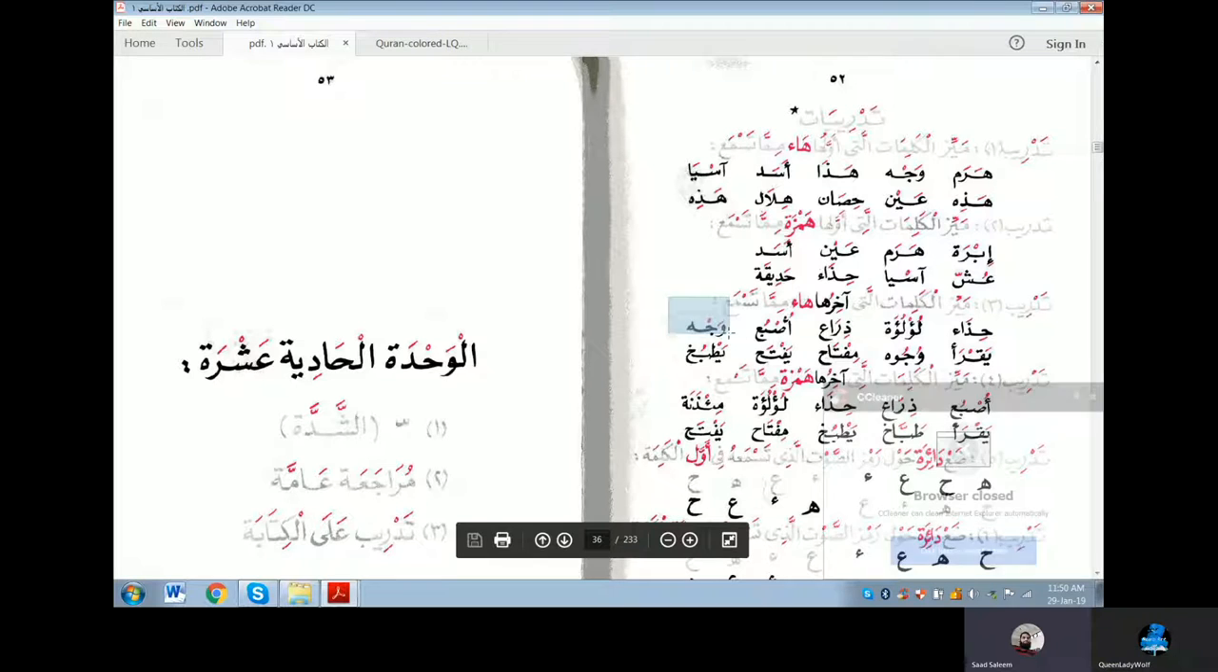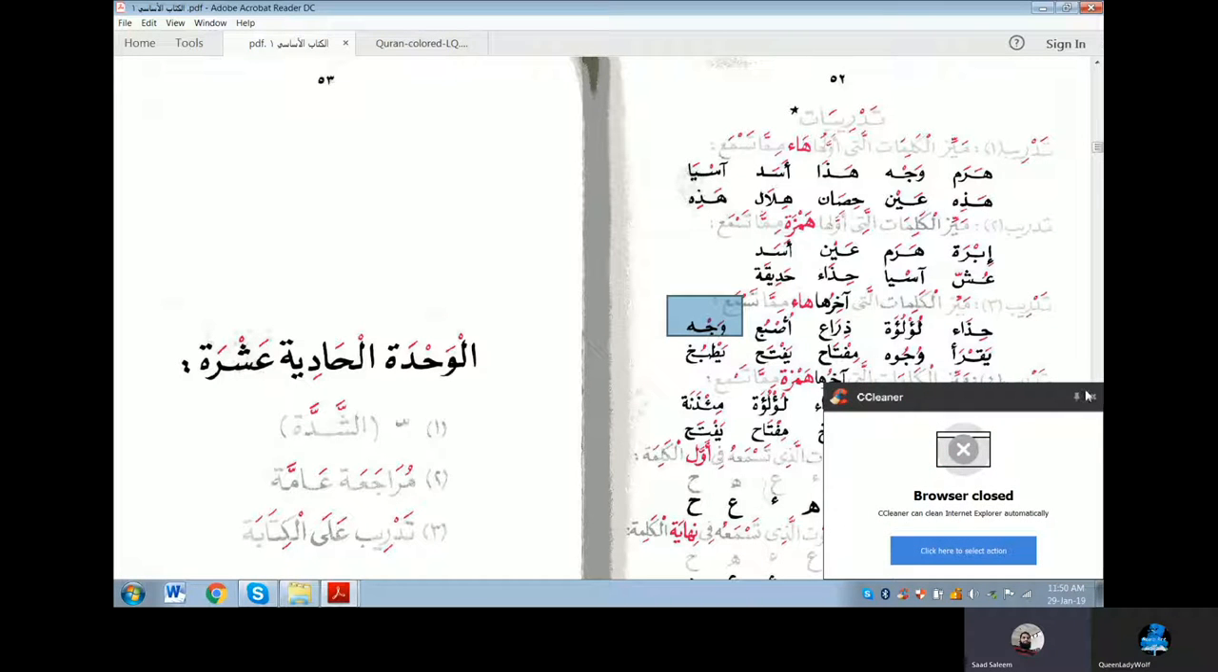Then we have Asia. Then the third exercise: distinguish the word at the end of which you hear ha. Okay, we have Wajhu, got it. Then Wujuhu.